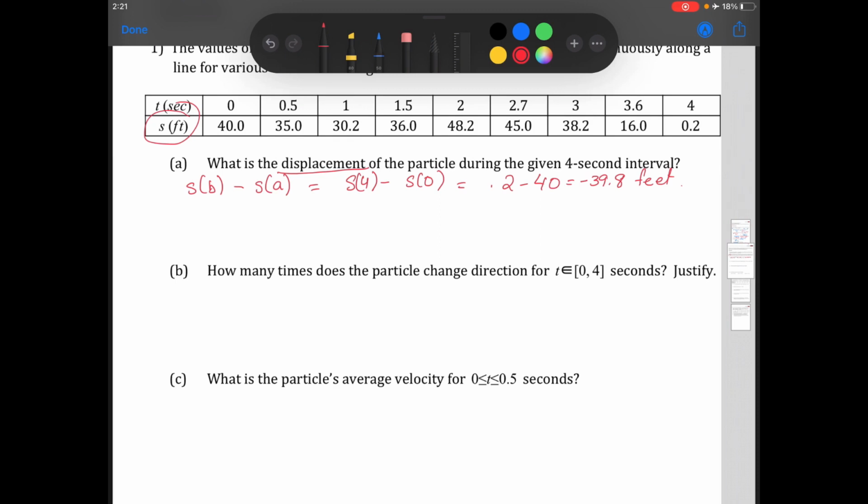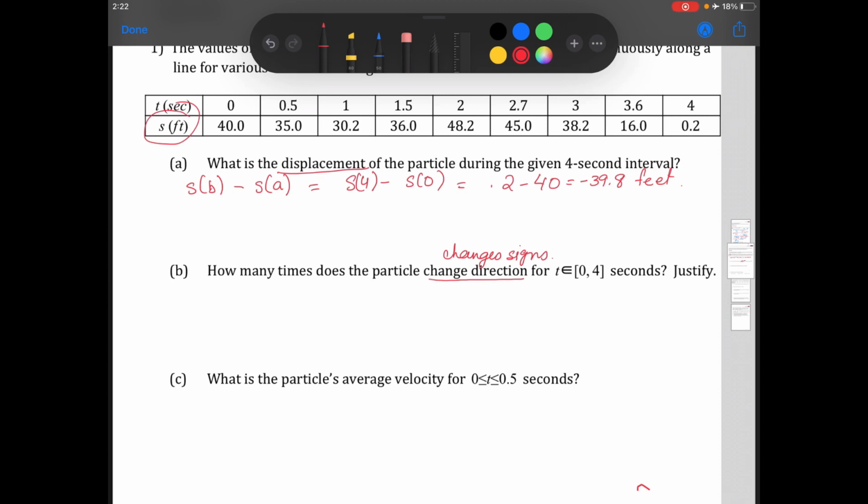Okay, part B. How many times does the particle change direction, where t belongs to, that symbol means belongs to, between 0 and 4 seconds? Justify. So again, going back to your definition, that's your justification. When does it change direction? When velocity changes signs, or goes from positive to negative, right? Let's write: changes signs.